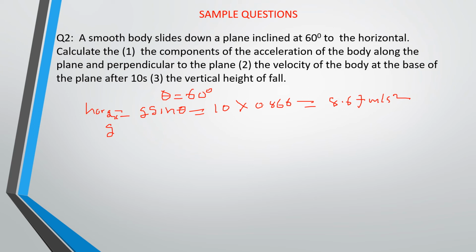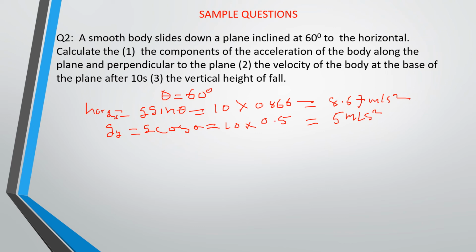Then perpendicular to the plane is equal to g cos theta, which is equal to 10 times cos theta. Cos theta is 0.5, so that gives us 5 meters per second squared. Okay, so that is that for the first part of the question.